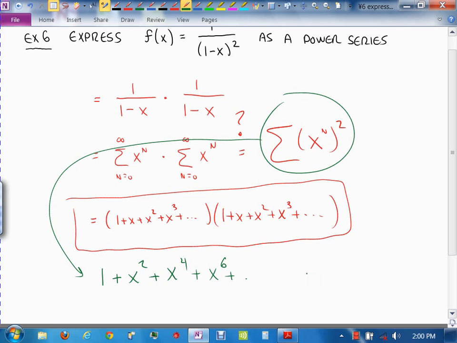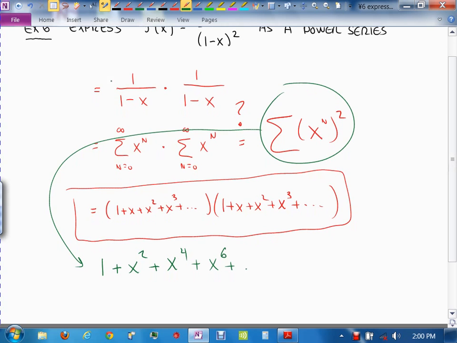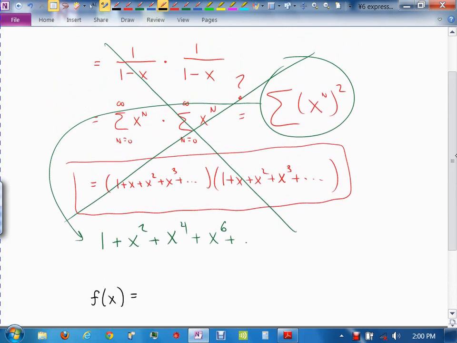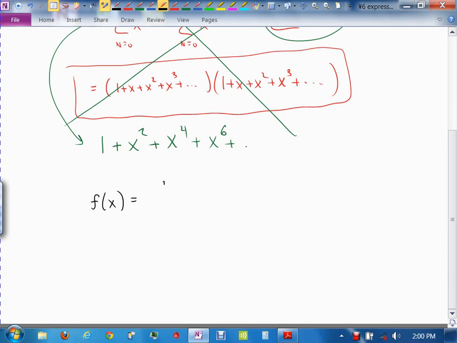Was there something else? So this is not going to work, okay? This is not going to work. I'll leave it there, but I'll put a big old line through it. Let me get back to the problem we had. What was it? F of x was equal to, did I write f of x up there? Yes, I did. 1 over 1 minus x squared.